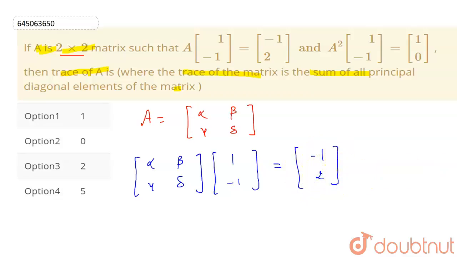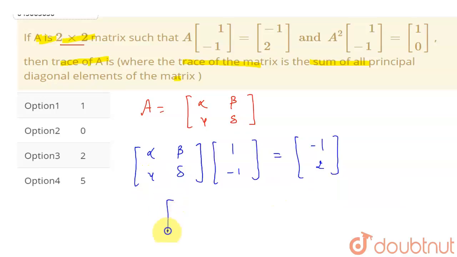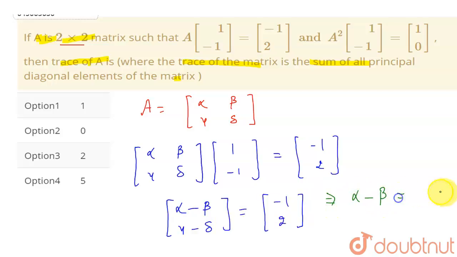Now let me multiply this matrix. If I multiply, I will get alpha into 1, alpha, plus beta into minus 1, minus beta. And this will give me gamma into this, minus delta. This will be equal to minus 1, 2. So if I compare both the matrices, I can say alpha minus beta is equal to minus 1 and gamma minus delta is equal to 2. Let me say this is my first equation and this is my second equation.